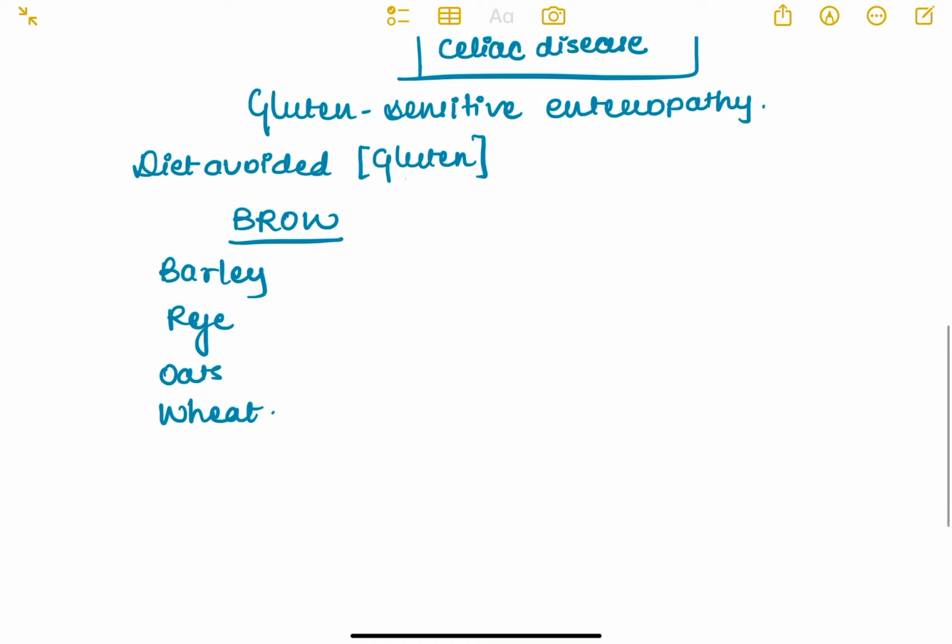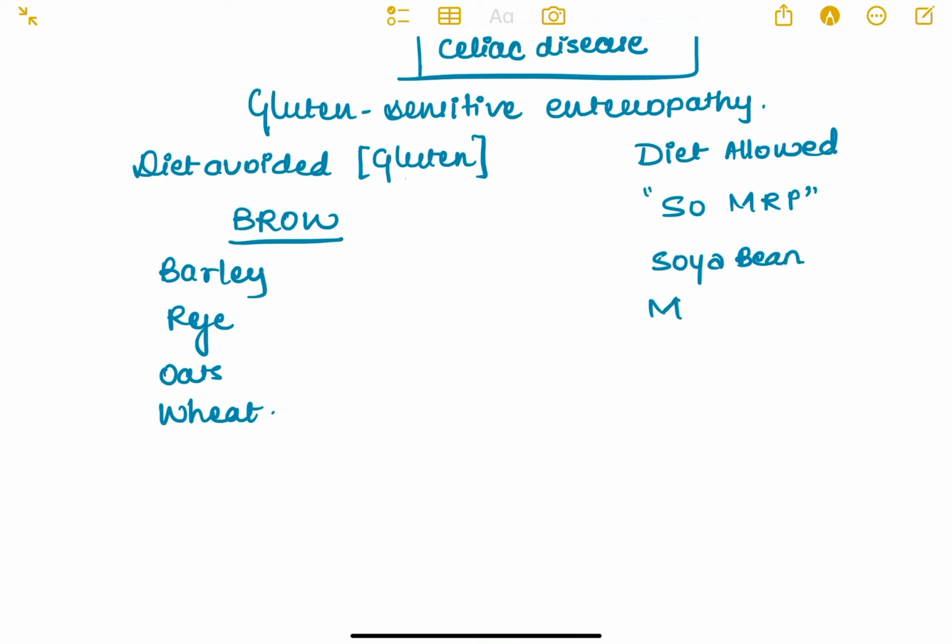Next, what are the diets that are allowed in a celiac disease patient? The mnemonic is SMRP, that is soya bean, maize, rice, and potato. Okay.